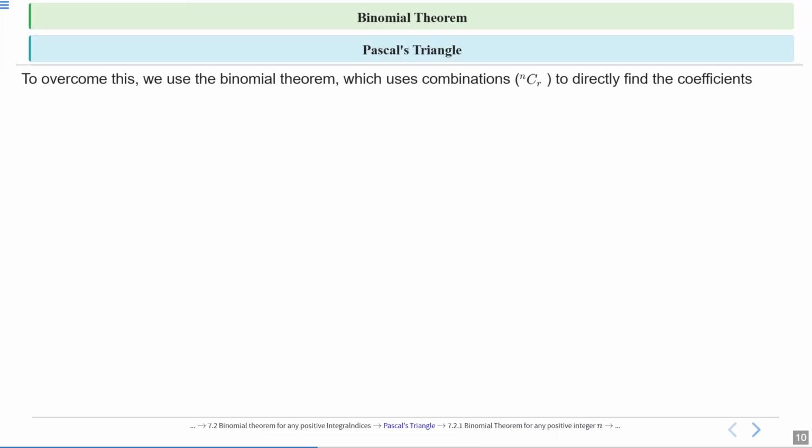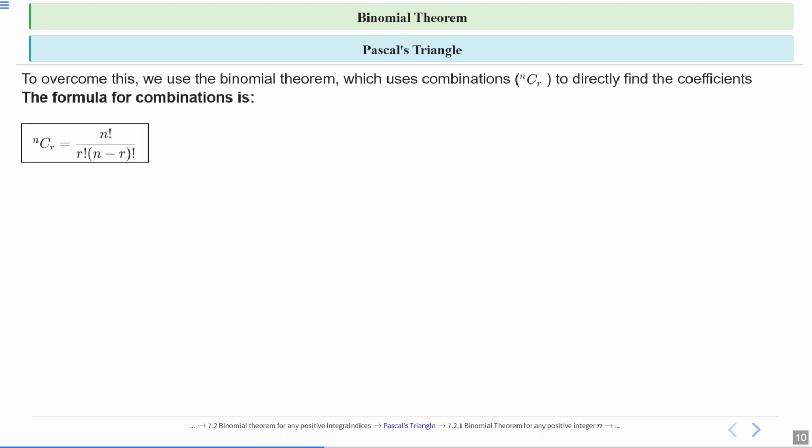Now, to overcome this, we use the binomial theorem, which uses combinations nCr to directly find the coefficients. So we will overcome the limits of Pascal's triangle for higher power expressions. For that, we will use the binomial theorem, and the binomial theorem uses combinations like nCr to find the coefficients.